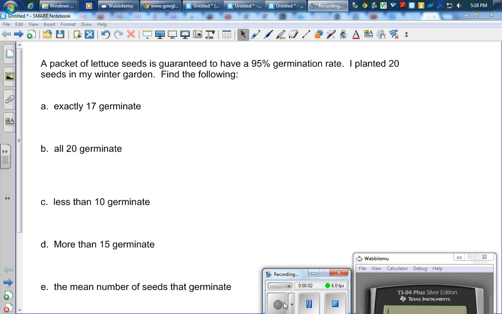This problem is designed to teach the binomial distribution. A packet of lettuce seeds is guaranteed to have a 95% germination rate. I planted 20 seeds in my winter garden. Find the following. Now it's binomial because I have a success or a failure.